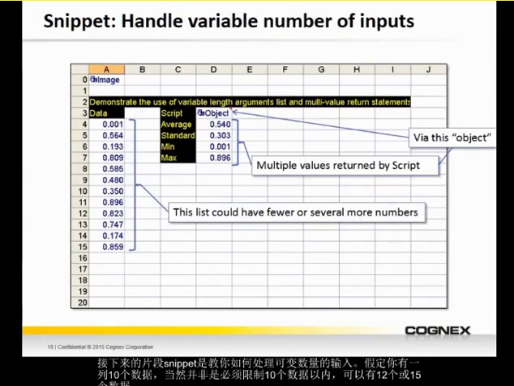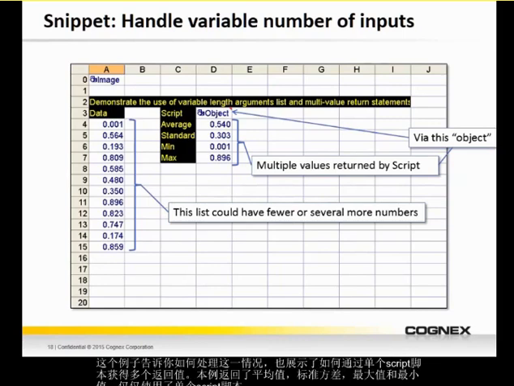The next one shows you how you can handle a variable number of inputs. So let's say you have a list of 10 numbers, but this is not necessarily confined to 10 numbers. It could grow to 12 numbers or 15 numbers. So the example basically tells you how you can handle this. It also shows how you can return multiple values by a single script. So in this case, it returns average, standard deviation, minimum, and maximum just using a single script.